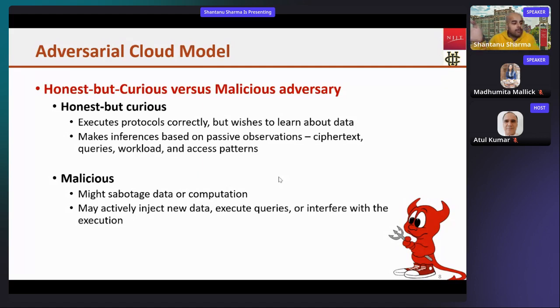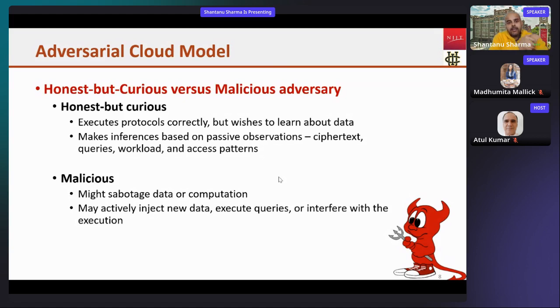The honest but curious adversary will store our data in a completely secure manner, whatever we send to them, and they will execute our queries and return the answer. They will not change our data, they will not change our query, and they will not delete our data. They do whatever operation is asked of the server in a completely correct manner. They are not tampering with our data or the queries.